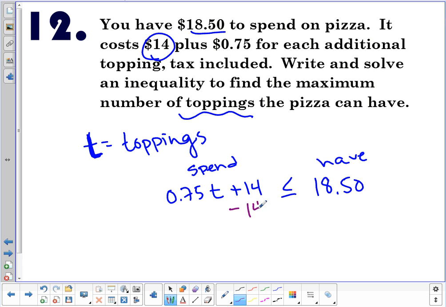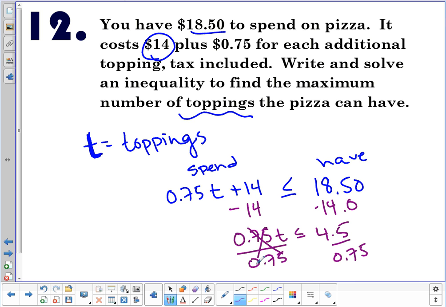Subtract 14, no distribution, no like terms, no variables on the other side. Only variables on one, which is good. That's 14.0, so be careful with that. So 0.75t is less than or equal to 4.5, and then divide by the 0.75, and that goes away. I don't need to flip my symbol because I'm dividing by a positive, so I have t is less than or equal to 6, which means I can have at most 6 toppings on my pizza.